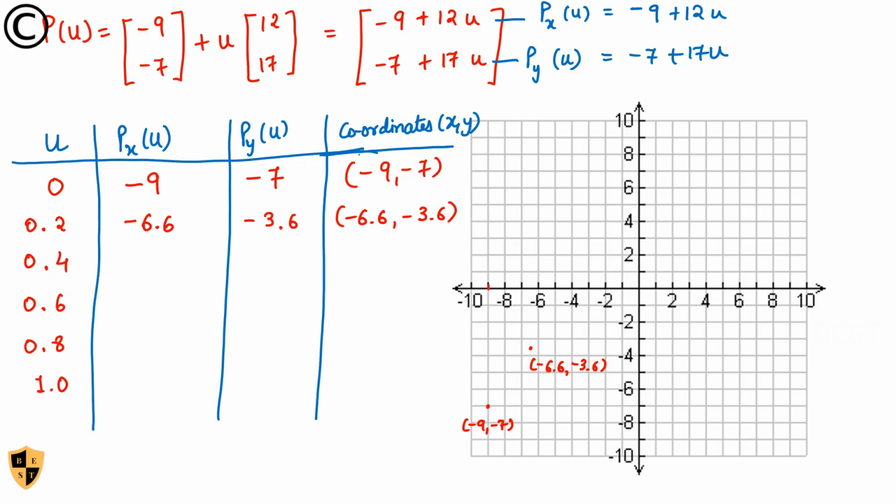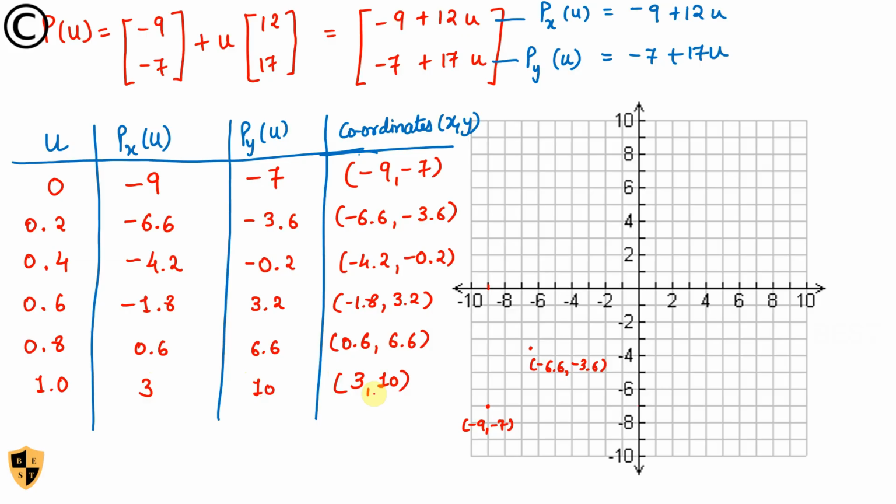So I will quickly give you the values which I am getting if I put different values of u in the equation of px and py. As you can see, these are the points which we got, and now we can just plot them. The third point is -4.2 and -0.2, located over here. Fourth point -1.8, 3.2. The next point would be 0.6, 6.6, and the last point is 3, 10.